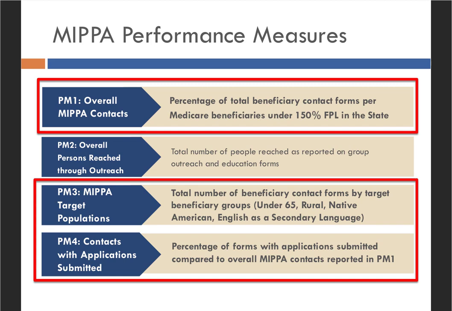So first, we just want to start with an overview of the MIPPA performance measures. And the ones that are calculated from the beneficiary contact form are outlined in red on this slide. So there are 4 MIPPA performance measures and 3 come from the beneficiary contact form.